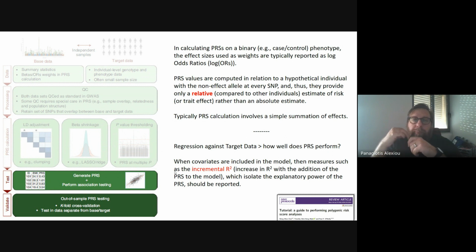So basically, the findings from the big GWAS data set are then applied onto the smaller target data set, and then things like regression are calculated to see how well that polygenic risk score performs.